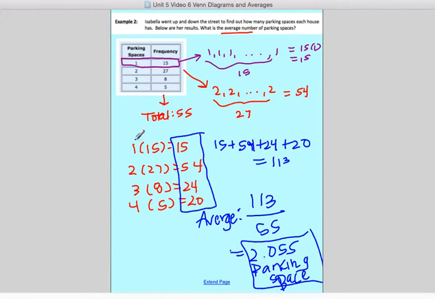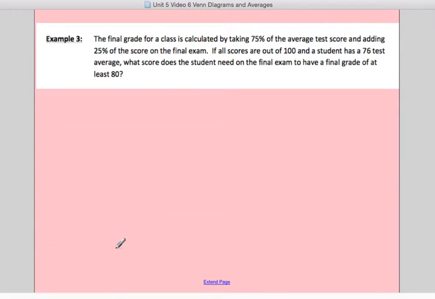If you have any questions, please let me know. Otherwise, I'm going to move on to weighted averages. Weighted averages are another item that have popped up on the ACT exam, so we want to make sure you're prepared for that. So example 3.